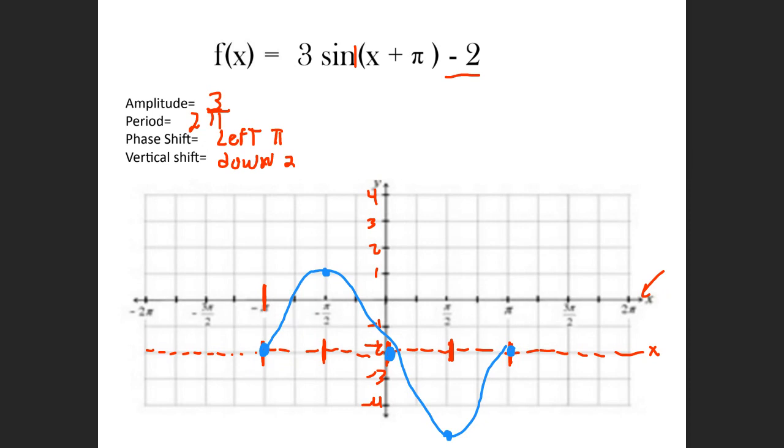Why did I move the x-axis down? Because this right here tells me that I'm shifting the whole graph down 2 units. So basically, I'm just shifting that whole x-axis down 2 units, and then I'm going to start from there. That's what I'm going to use as my x-axis. Okay, that's why I moved that whole x-axis down. Now, does somebody have Desmos? Can you plug in 3 sine of x plus pi minus 2, and see if our graph is where it's supposed to be?